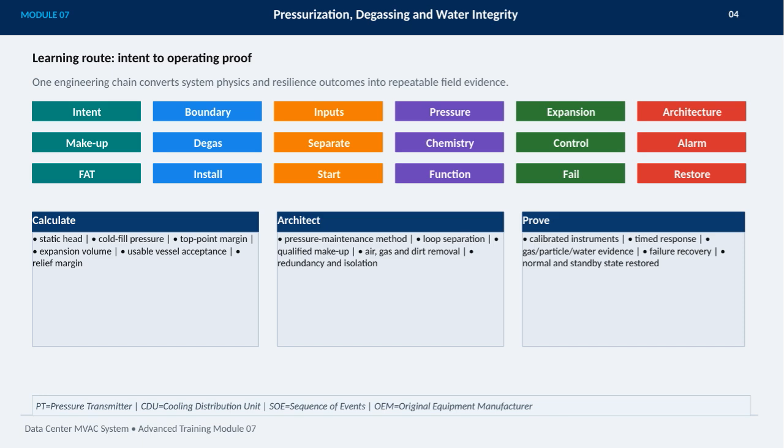We'll explore key concepts like static head, cold fill pressure, expansion volume, and relief margin, which are crucial for ensuring stable pressure conditions. Additionally, we will cover architecture elements such as pressure maintenance methods, loop separation, and qualified makeup. Finally, verification steps include using calibrated instruments, timing responses, and gathering gas and particle evidence to prove the system's proper function and its ability to recover from failures. This comprehensive approach ensures we maintain system integrity from design through operation.